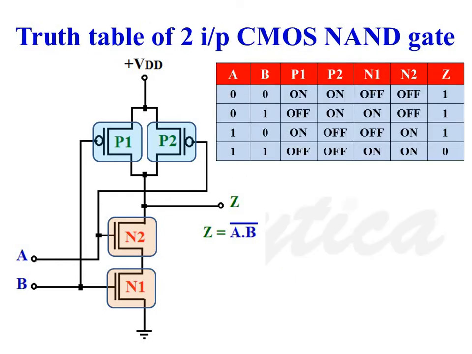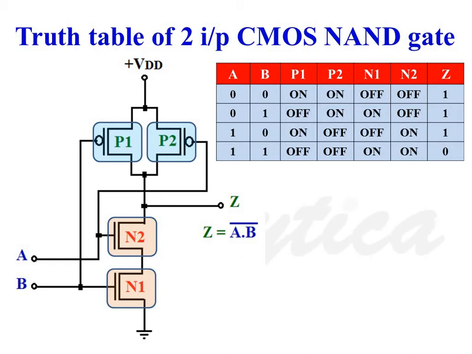This is the truth table of a 2-input CMOS NAND gate. When A is equal to B is equal to 0, PMOS transistors P1 and P2 are on, NMOS transistors N1 and N2 are off. Output Z is equal to logic 1.